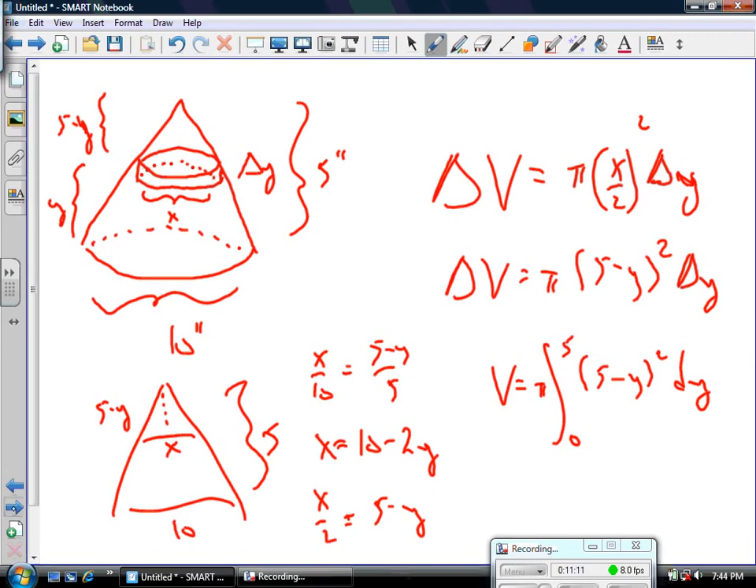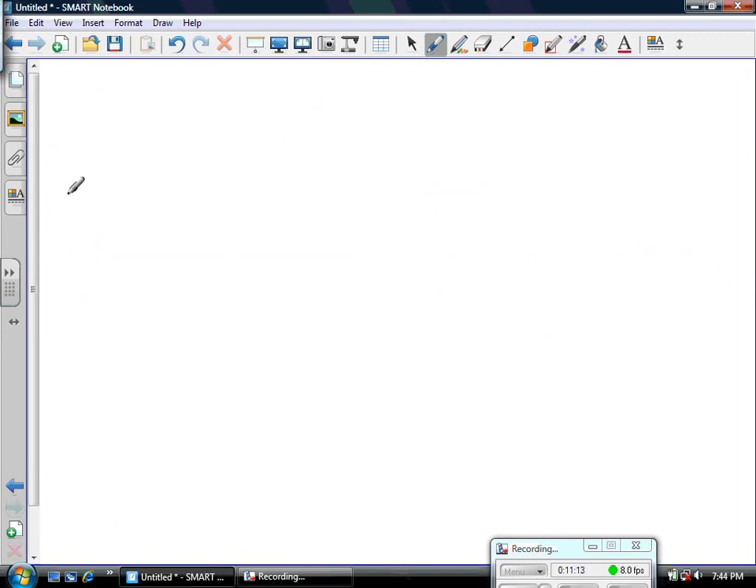Let's put this on the next page. I'm running out of room. V is pi, the integral from 0 to 5 of (5 minus y) squared dy. How do you do this antiderivative in here? Any ideas? You can do it. U sub. You could do U sub, or you could FOIL it out, right? Let's do U sub.